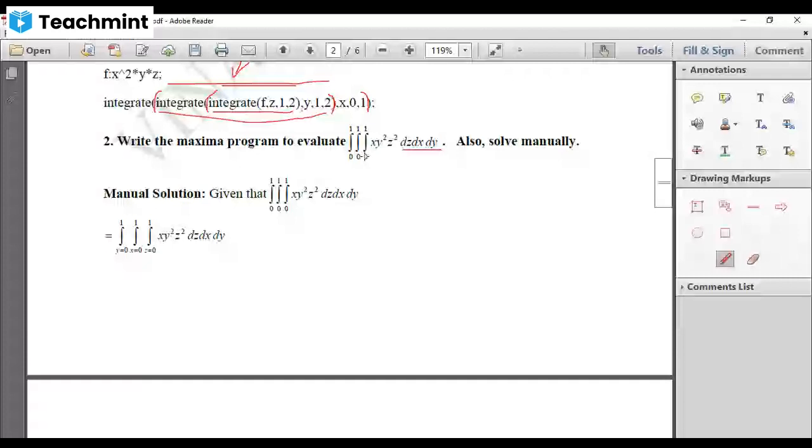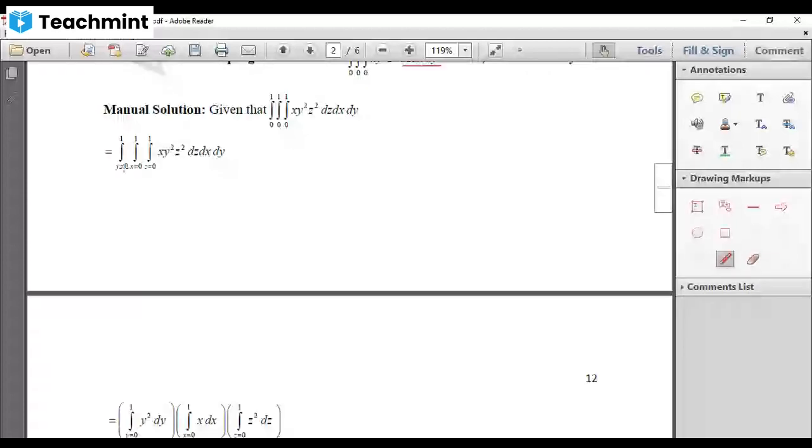Then we have to integrate with respect to x. So this is the limit for x. Then we have to integrate with respect to y. Therefore this is the limit for y. So y is equal to 0 to 1, x equal to 0 to 1, z equal to 0 to 1. x into y square, z square, dz, dx, dy.